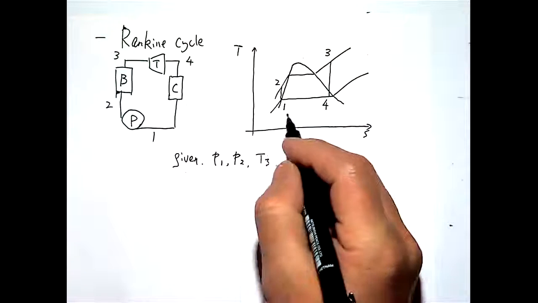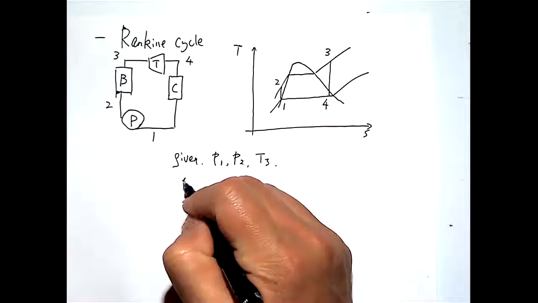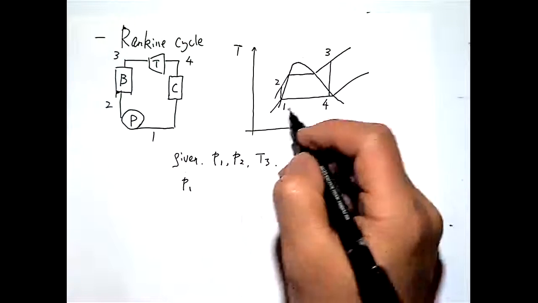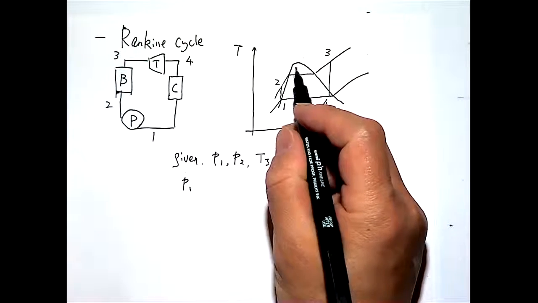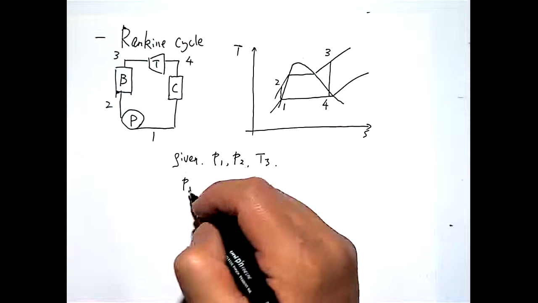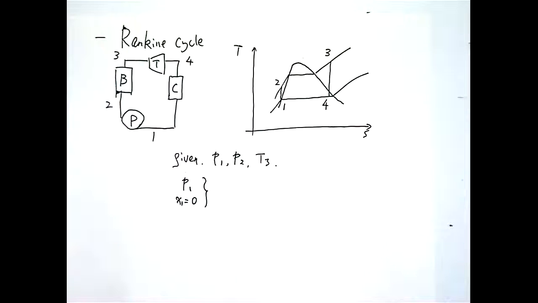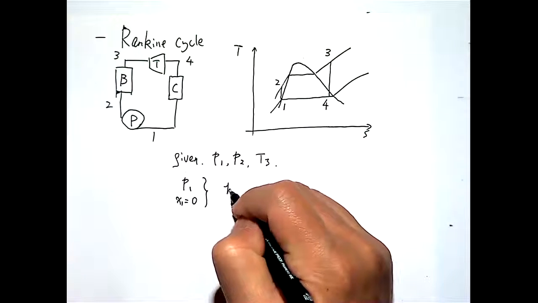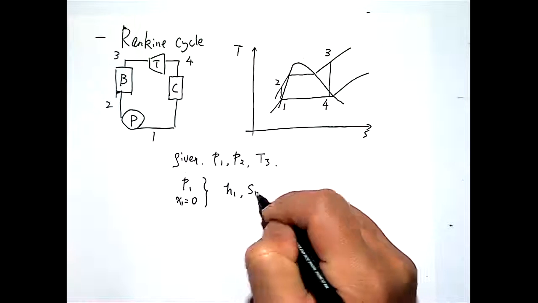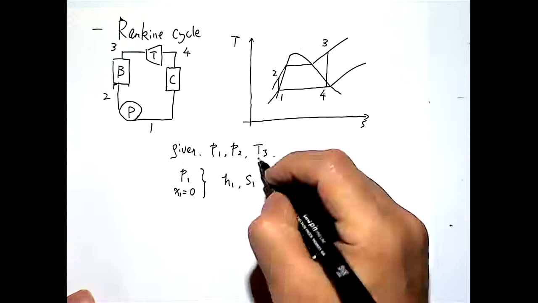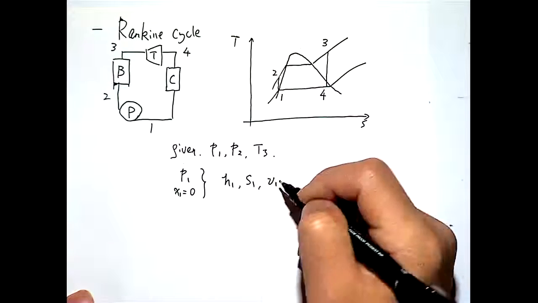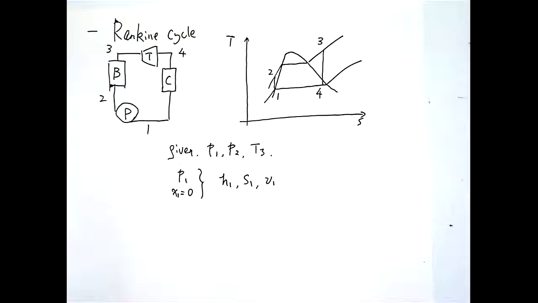So you're starting with state 1, which is the pump inlet. So from the pressure P1, and this state 1 is right on the saturation liquid line, you would figure out x1 equals 0. Then you basically figure out everything for that state due to the state postulate. Then you can find the H1 and S1, right? And probably also want to find the specific volume of the water at that state.